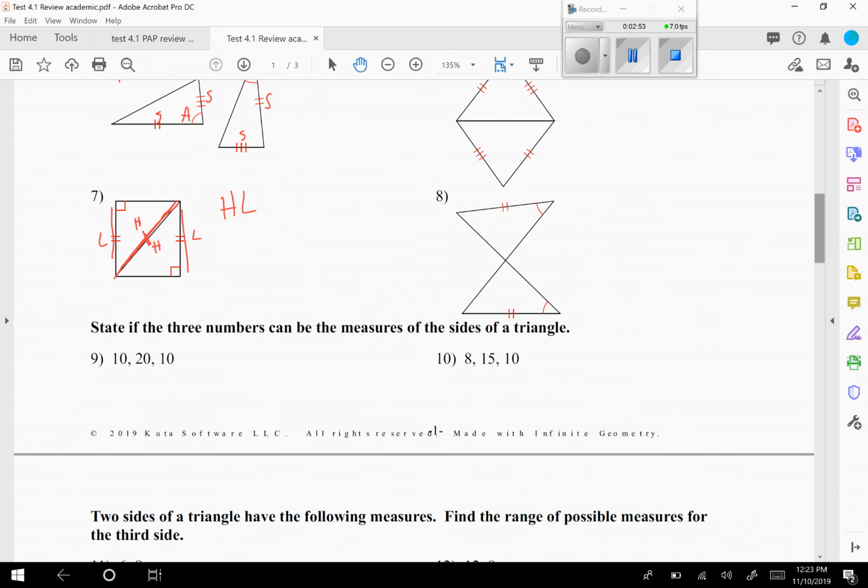Okay, number 9, it asks whether the 3 measures can be the sides of a triangle. Remember, you have to do your short plus your medium, and it has to be greater than the long side. So let's look here. 10 and 10 and 20. The 10 and 10, those are my short and my medium, and the 20 is the long side. So 10 plus 10, that's 20. And so now you compare the added ones, so 20. Is that greater than 20? No, they're equal. So this is not a triangle.